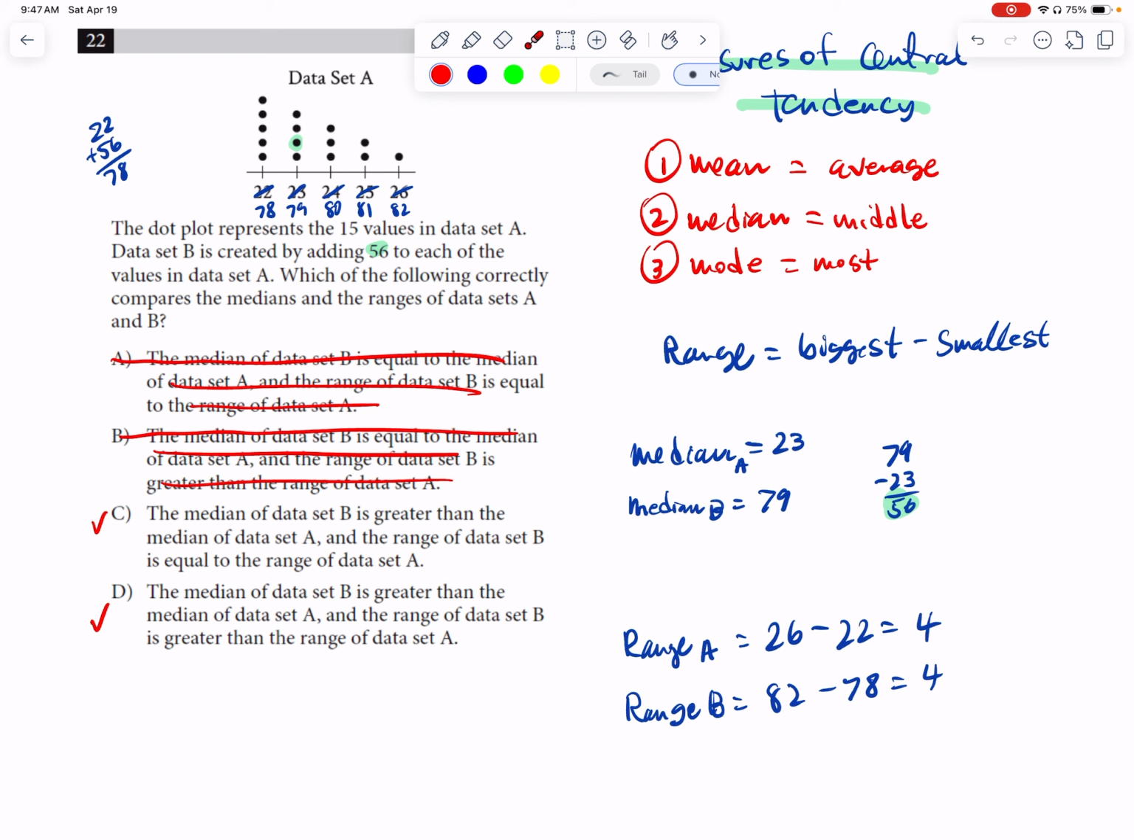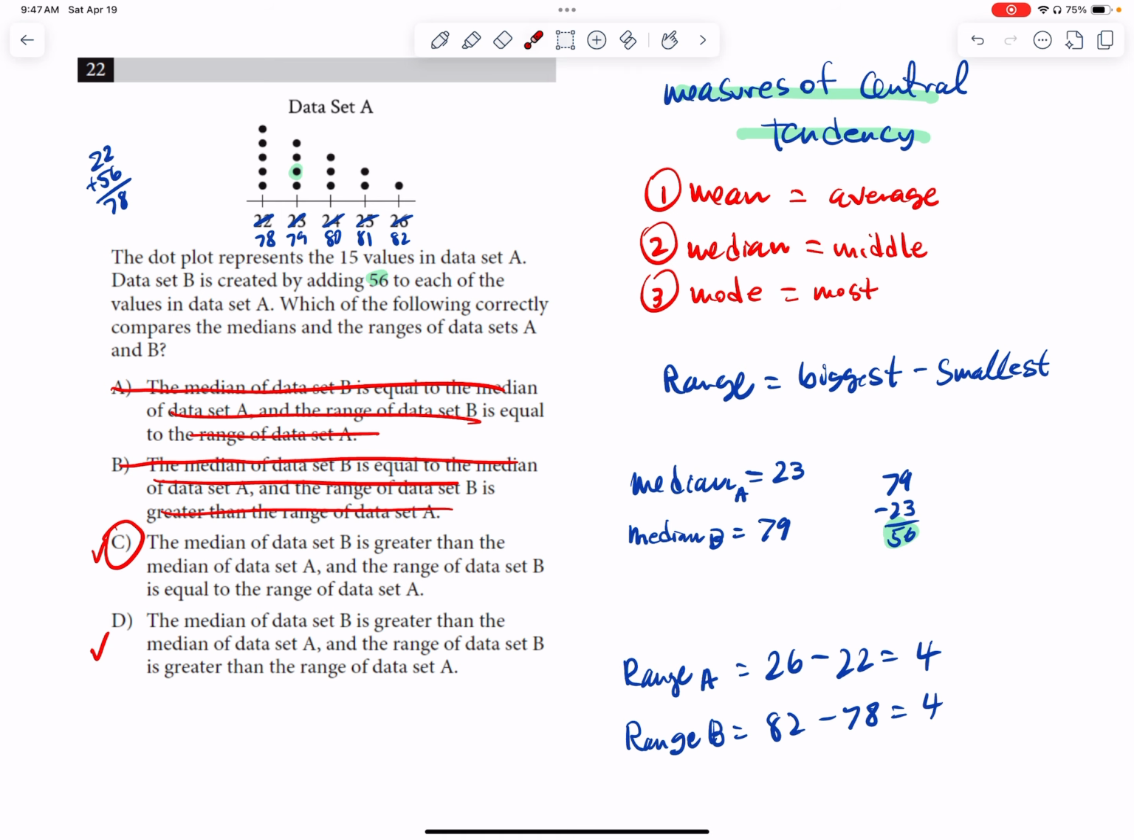So now let's look at our answer choices, and we're looking for one where the range stayed exactly the same. So let's see. On C, it says the range of B is equal to the range of A, and we have found our answer, which means probably that D says that the range is bigger or smaller. It says that it's bigger, but it's not.